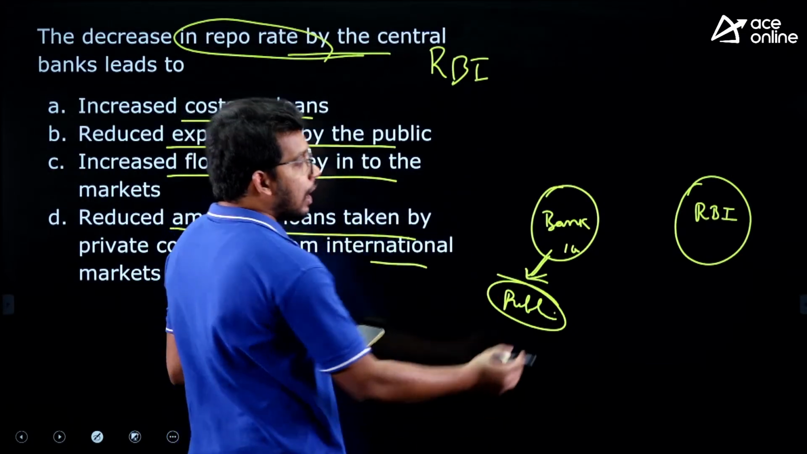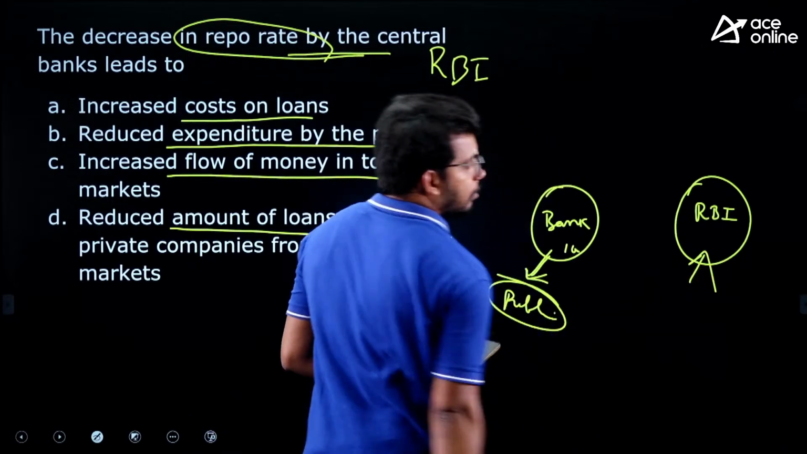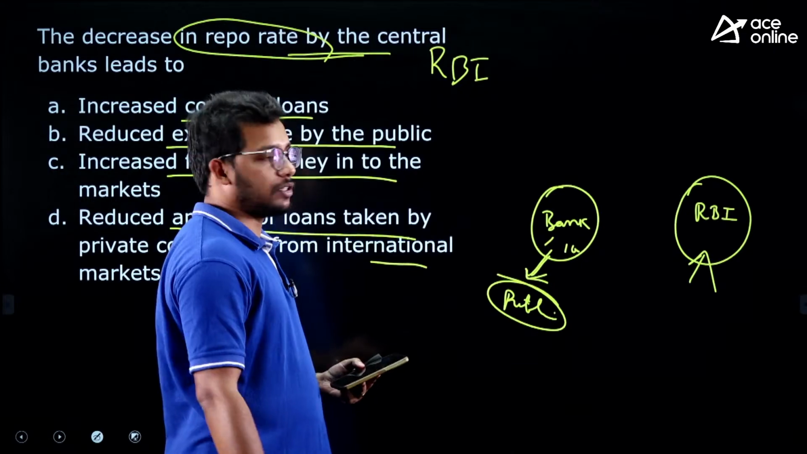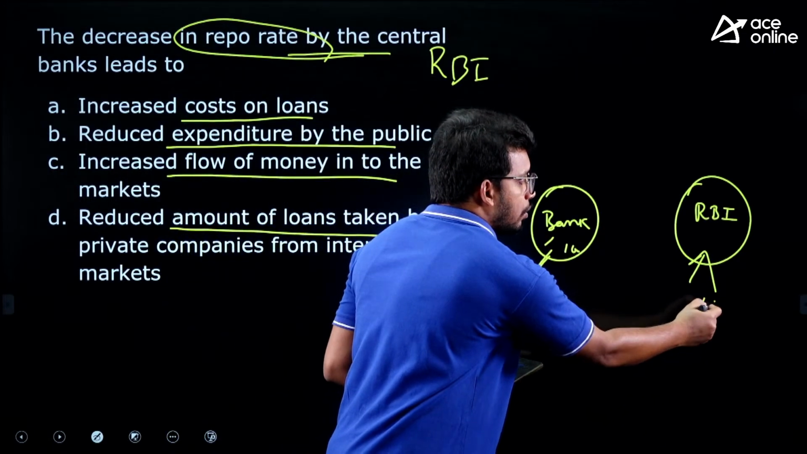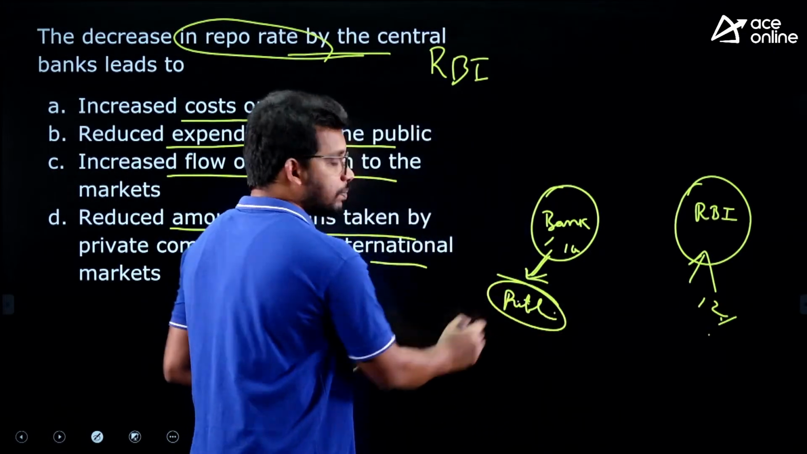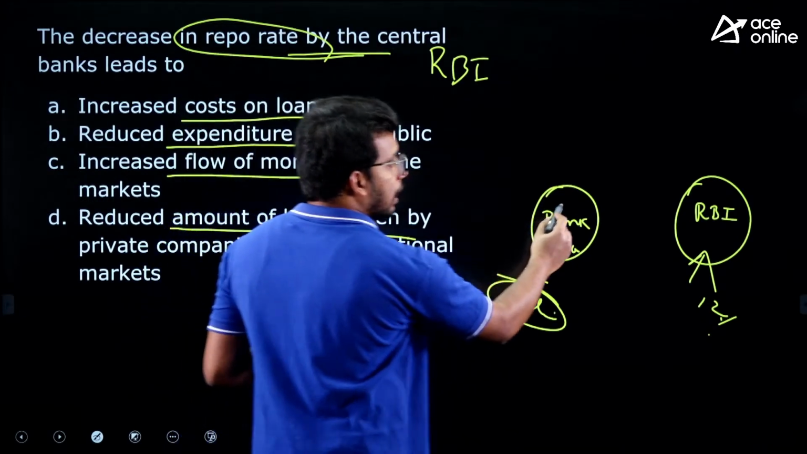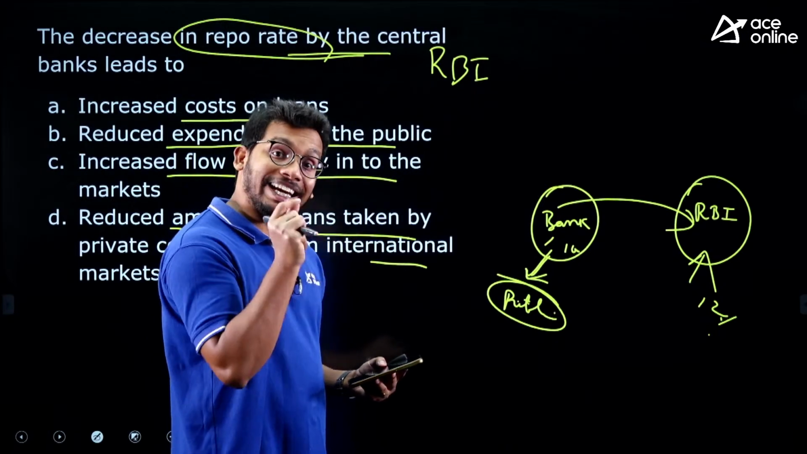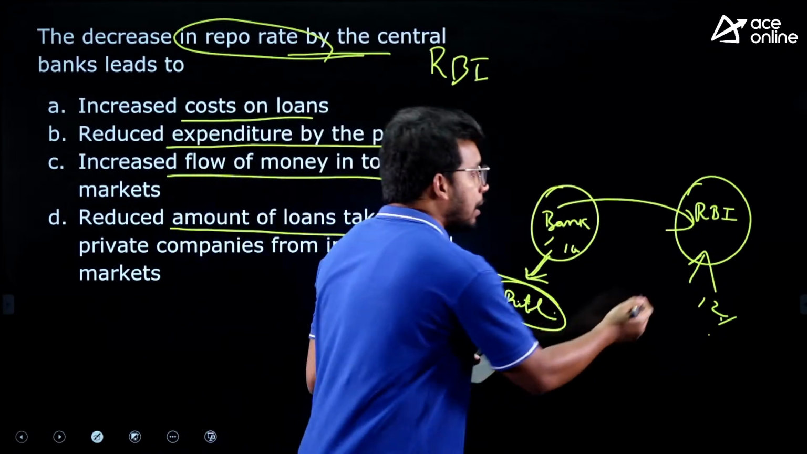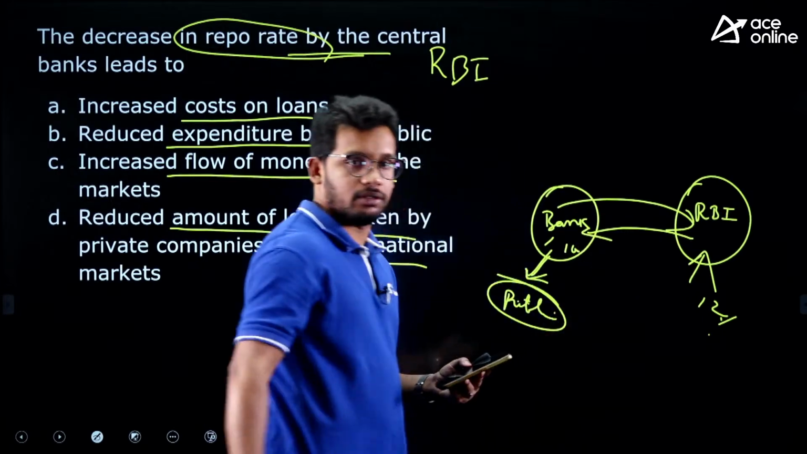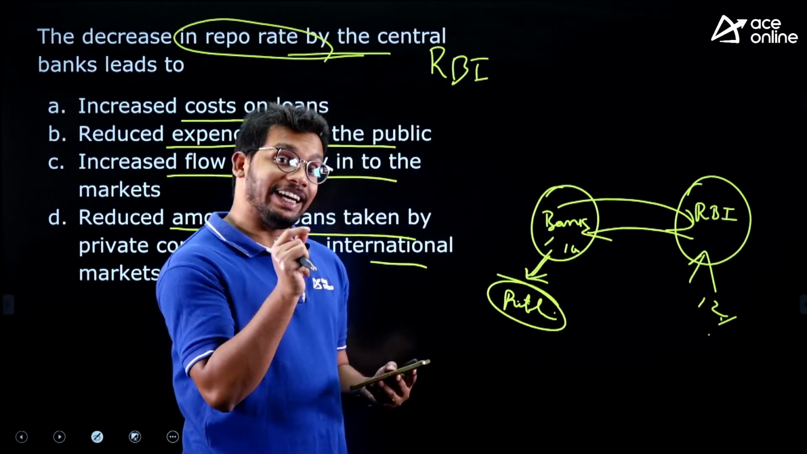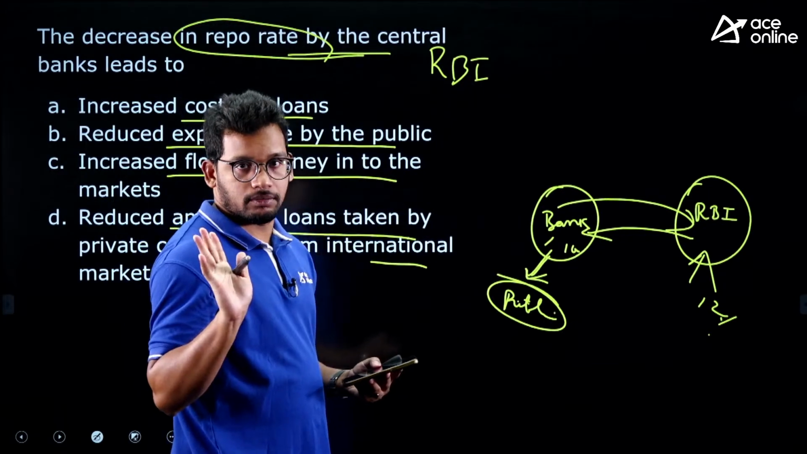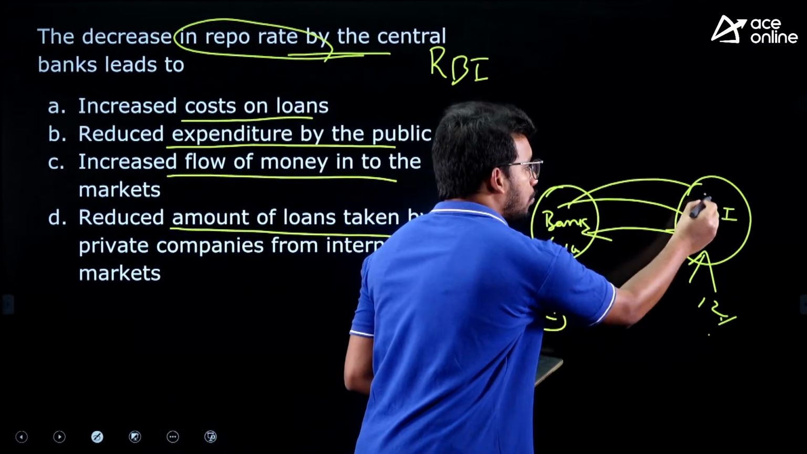But if RBI gives more interest, here the public is paying 10% interest to the banks. If RBI gives 12%, will they give money to the public? They will give money to the RBI. So repo rate is nothing but the interest rate which RBI pays to the banks when these banks give money to the RBI.